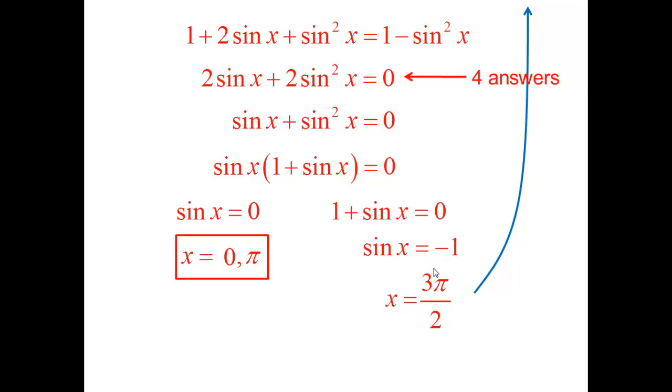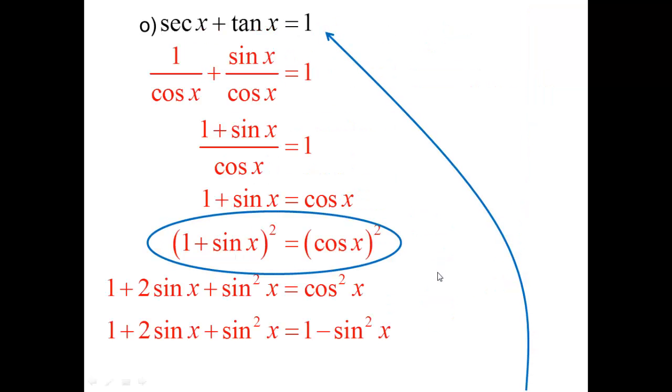3 pi over 2 was one of the asymptote locations for secant and tangent, which means secant and tangent cannot have solutions at 3 pi over 2. So where did that 3 pi over 2 come from? It came from what I have circled here when I squared it. When you square a function, if you take a linear function which has one solution and square it, you're now taking something that has one solution and turning it into 2 solutions. You are doubling the number of possible solutions. When you square the function, you are increasing the degree and thus increasing the number of answers.